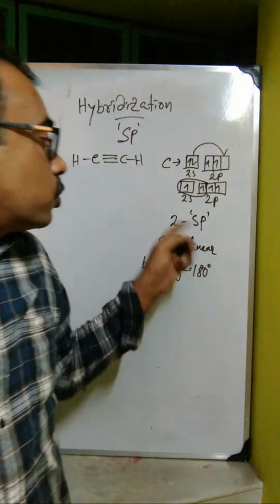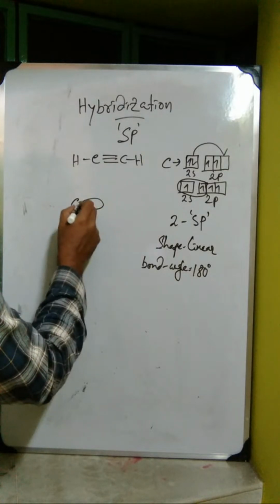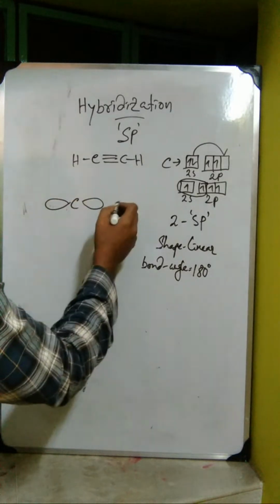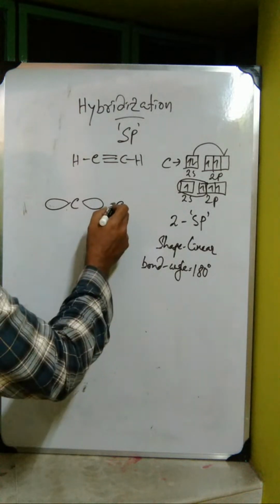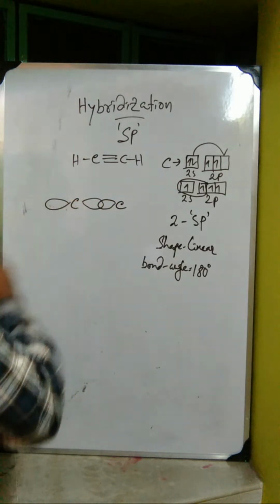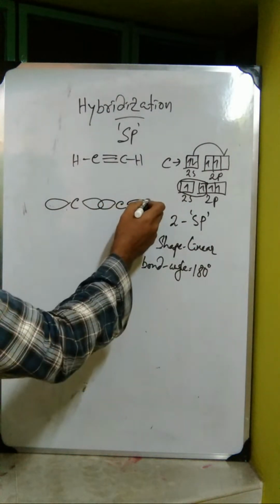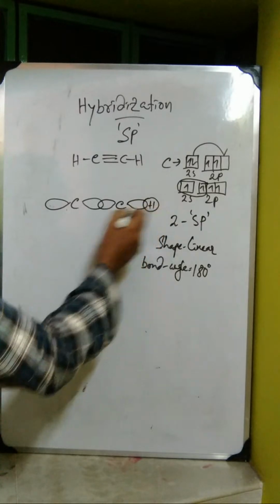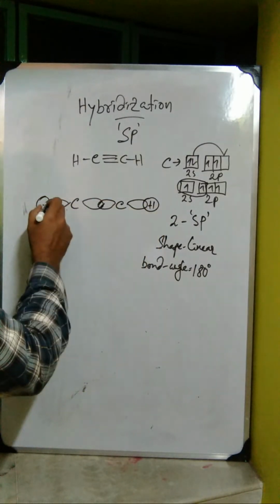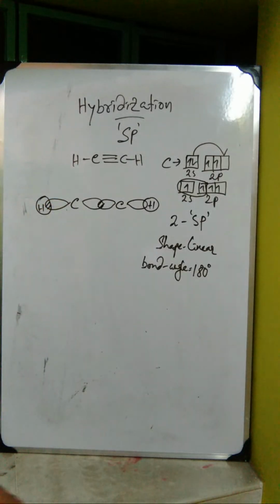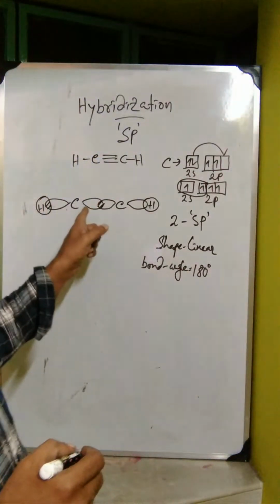So, two sp hybridized orbitals for each carbon. For each carbon, one sp hybridized orbital overlaps with the sp hybridized orbital of the other carbon, and the other sp hybridized orbital overlaps with the hydrogen atom. So all are sigma bonds. In sigma bonding, hybridized orbitals take part only in sigma bonding. So here the sigma bonds are formed.